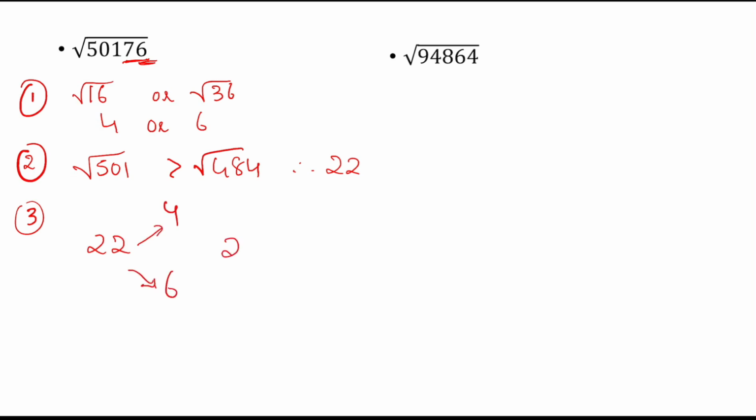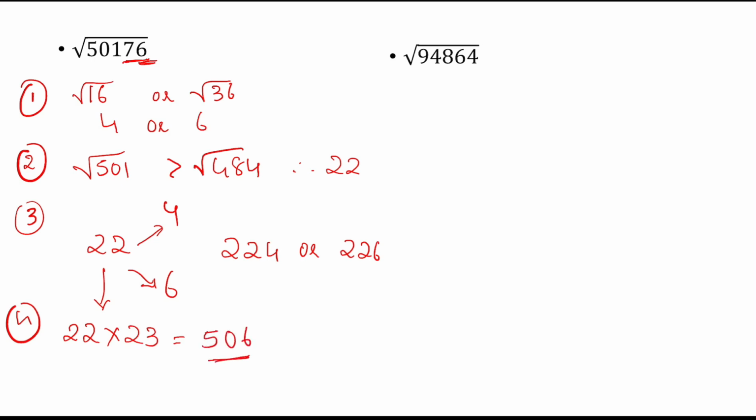So it will be either 224 or 226. So multiply 22 with its next number, that is 23. So 22 into 23 is equal to 506. Compare 506 with 501. So 506 is greater than 501. Means 501 is less. So take lesser number, that is, therefore 224 is the square root of 50176.